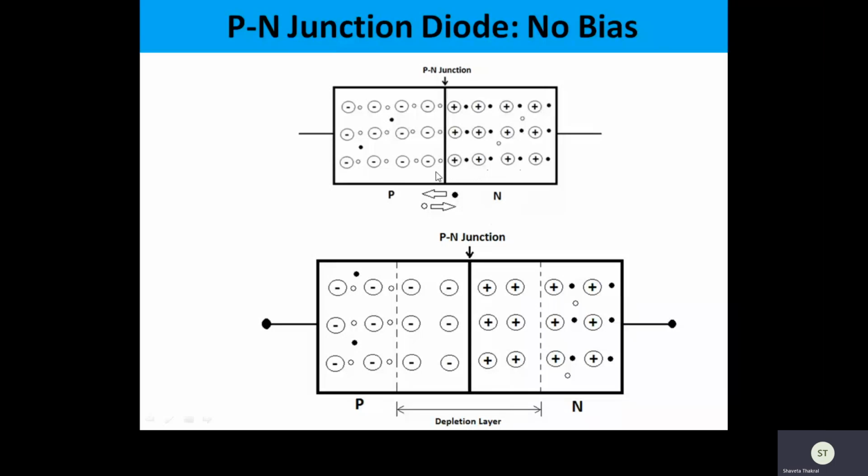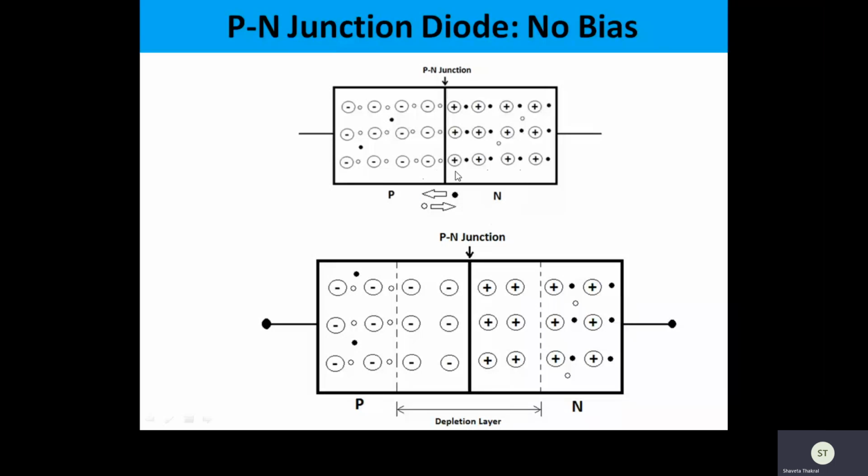But our major concern is about the direction from either P to N or N to P. So we can say that the diffusion process will initiate because of the concentration difference or concentration gradient between the two materials, and the holes will move from P to N type and the electrons will move from N type to P type. So they will move in the opposite direction.